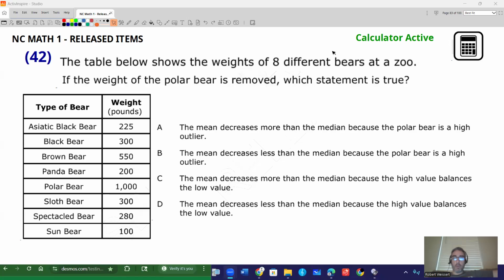Question 42, NC Math 1 released items, calculator active. The table below shows the weights of 8 different bears at a zoo. If the weight of the polar bear is removed, which statement is true?